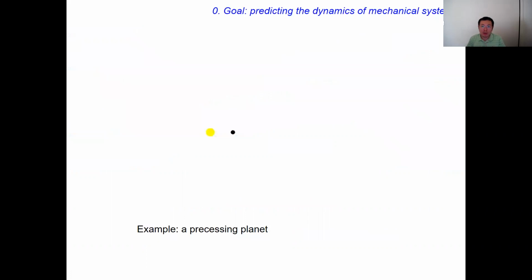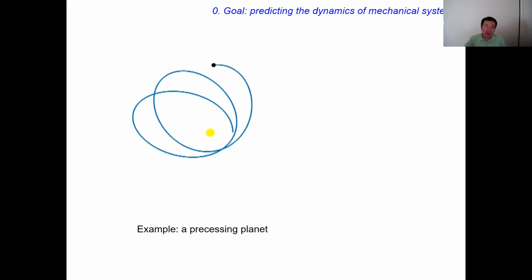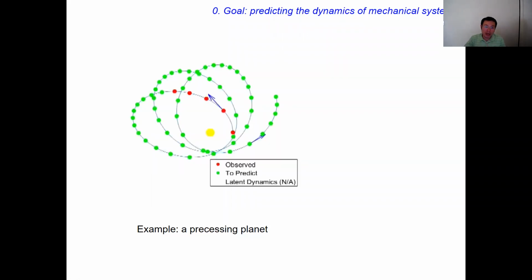But before doing so, you might wonder, why do I want to predict the dynamics of mechanical systems? That's because number 1, our world is mechanical, and number 2, we want to understand our world. So for instance, here is the orbit of a planet that is precessing around a star. So I'm basically drawing an exaggerated situation. So the precession of the orbit is very, very significant.